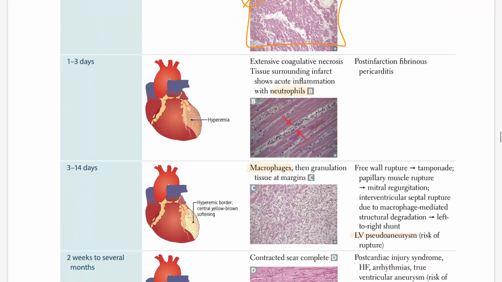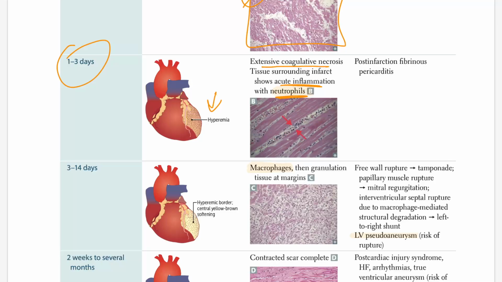Okay, moving on with this 1 to 3 days. That pale area is now hyperemic, with light microscopy showing extensive coag necrosis. It was just early coag necrosis, now it is the extensive coag necrosis. And tissues surrounding the infarct show acute inflammation with neutrophils.